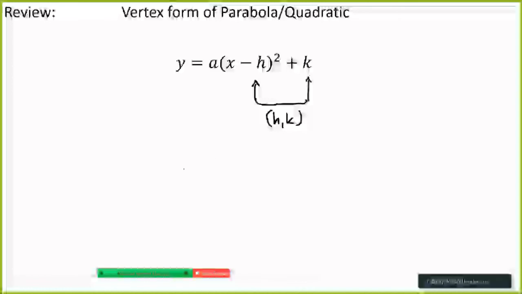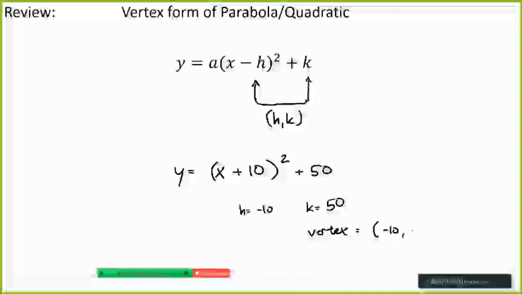So, quick example, y equals (x plus 10) squared plus 50. Vertex here, well, what's the number in there with x? It's positive 10, right? Flip the sign, change the sign. It's going to be negative 10 for h, and then k is taken at face value, so it's positive 50. So the vertex here is negative 10, 50.